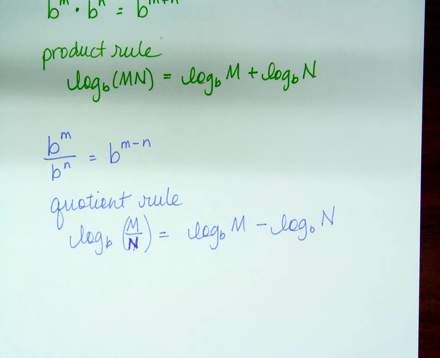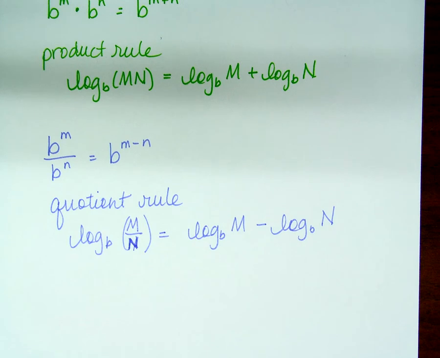Now for all these rules, we need to make sure that we're realizing that m and n and b are all positive real numbers, and that b is not equal to 1. Because if b equals 1, 1 to any power is just 1. So none of these would really apply anymore. Okay? Everybody okay with that?